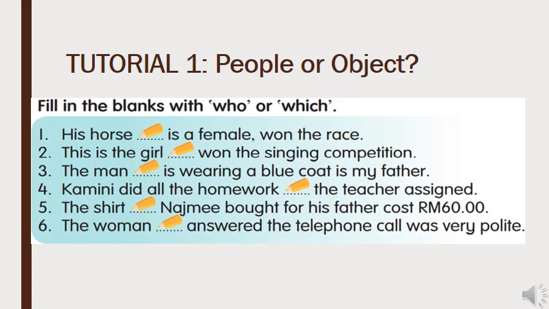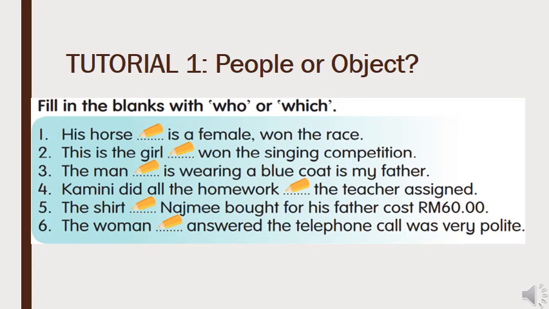Let's take a look at number 2. This is the girl won the singing competition. The subject here is the girl. Is the girl a person or an object? Of course, it's a person. So, the answer to this question is who. So, the sentence is: this is the girl who won the singing competition.